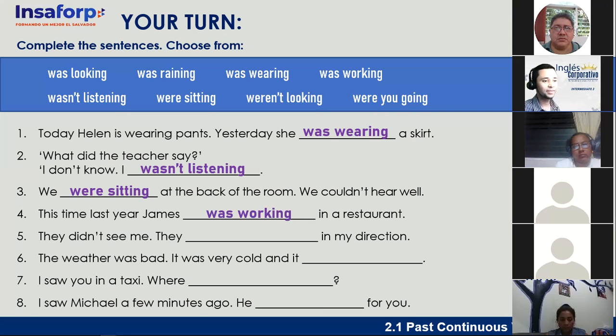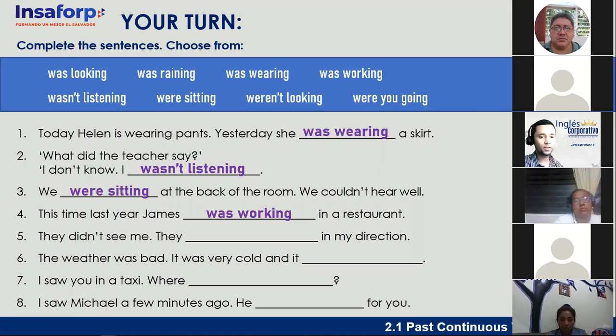Rodrigo. They didn't see me. They wasn't, they was looking in my direction. Was looking. It's actually a little bit different. Let's see. Wasn't looking. Wasn't looking. It's a little bit different. Let's see what Alba has to say. But thank you for participating.